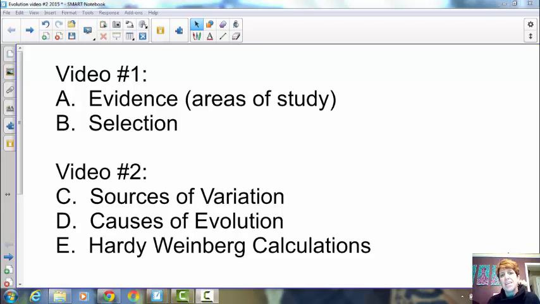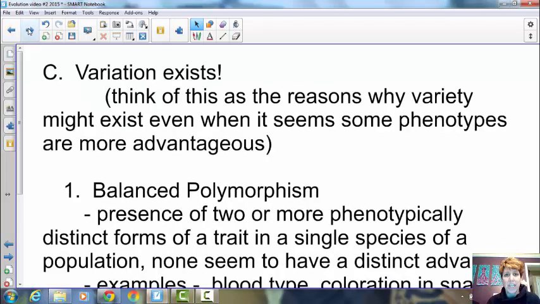You'll notice on the screen in video 1 we focused on the areas to study in evolution and we focused on Darwin and natural selection. In this video we are going to look at what causes variety, what causes evolution, and how do you calculate Hardy-Weinberg problems. So let's get rolling here.